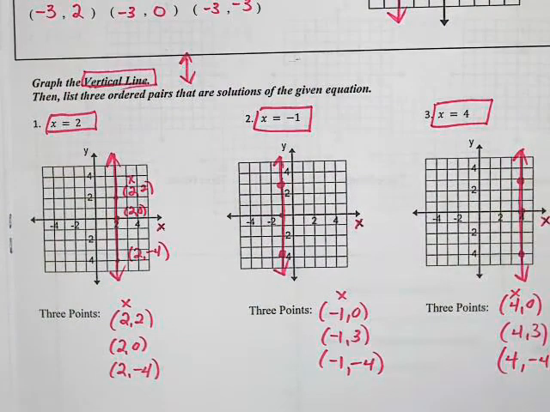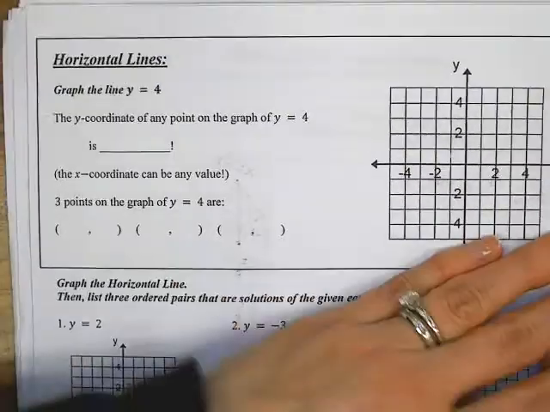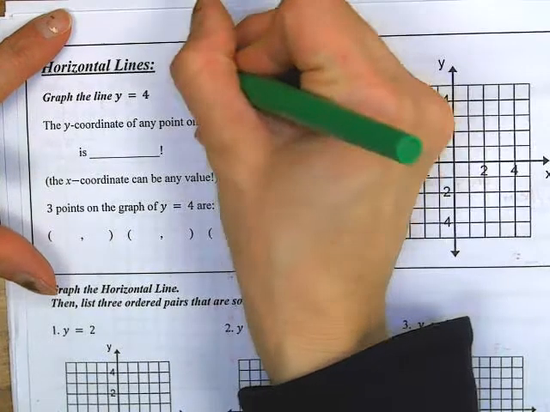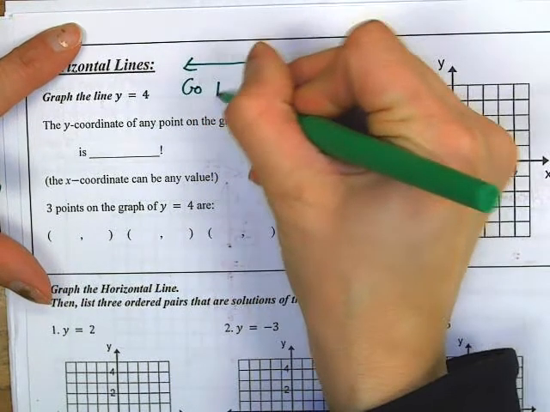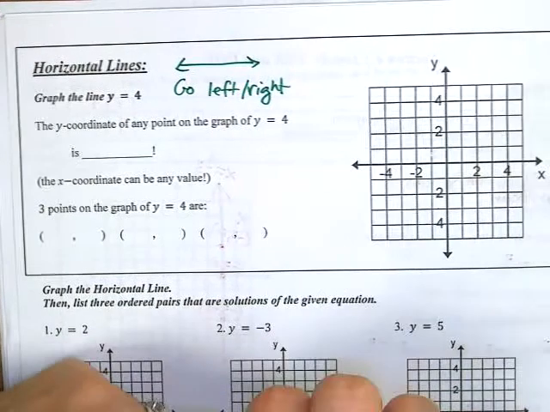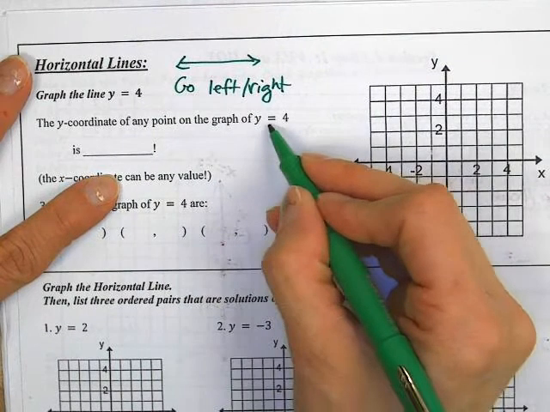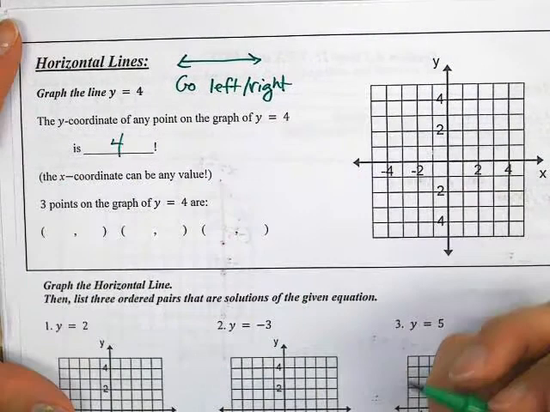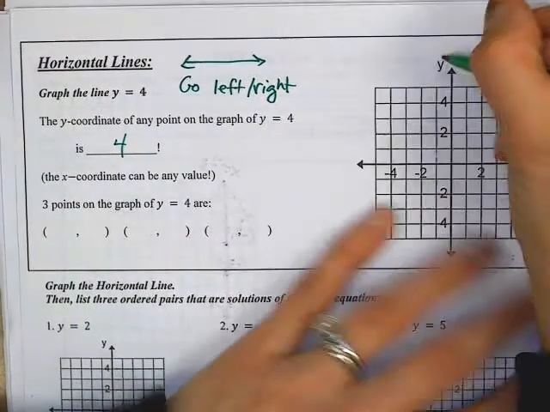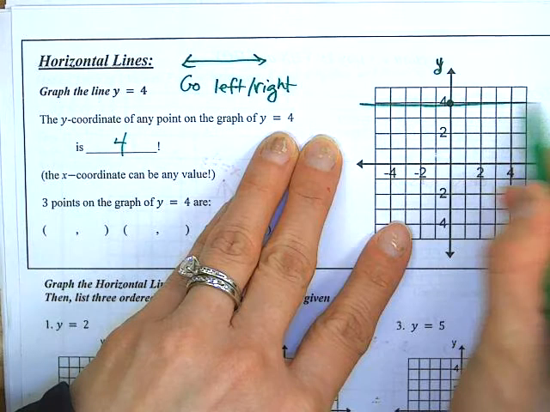What are the other kind of lines we're going to study? You betcha, horizontal lines. Okay, horizontal lines look like this. They go left and right, like the horizon. Okay, the y-coordinate of any point on the graph y equals 4 is going to be 4. The x-coordinate can be any value. So here's how we're going to do it. We're going to go to the y-axis, and we're going to go to 4. And we're going to graph a horizontal line.